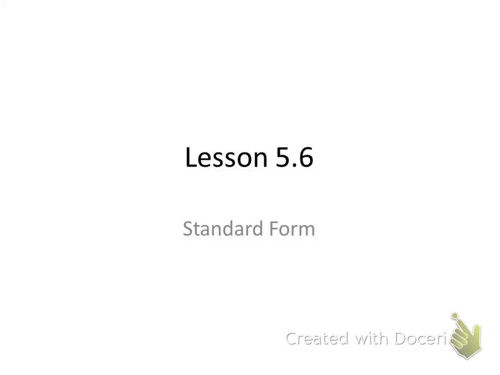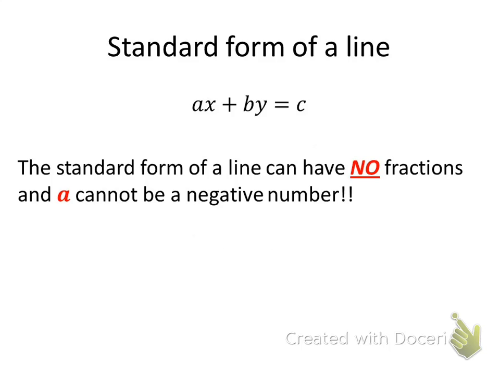All right, in lesson 5.6, we're going to learn our last form of an equation for a line. The first equation that we learned was slope-intercept, which was y equals mx plus b. Then in 5.5, we learned the point-slope form, which was y minus y1 equals m times x minus x1. And today we're going to learn the standard form of a line. All of these equations must be memorized.